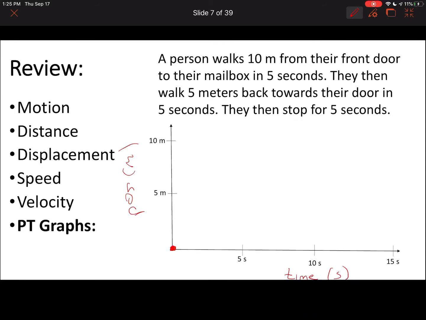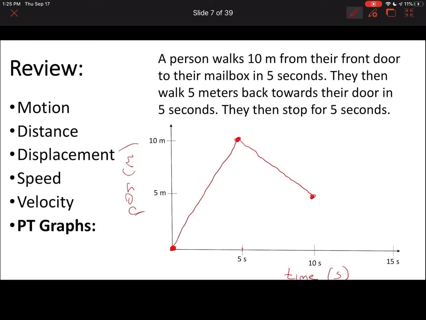And then what are we doing here? Well, we walk 10 meters forwards and it takes us 5 seconds. So that person 5 seconds later, where are they? Well, they are now at the 10 meter mark. What do they then do? Well, then they turn around and walk backwards 5 meters and it takes them 5 seconds to do so. So 10 seconds after the person began walking, they are at a position of 5 meters.